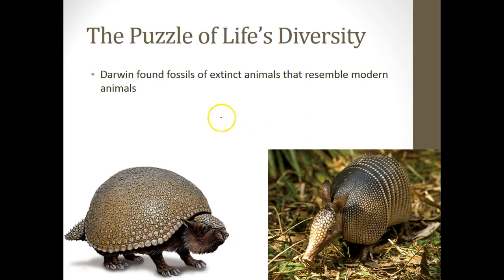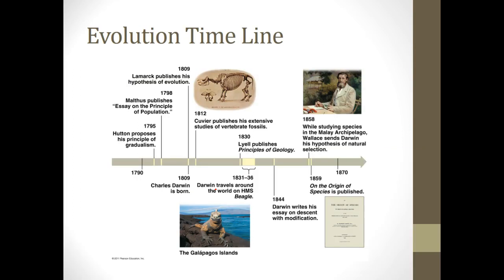So he found species like this one that resemble modern-day animals, and he found a species that resembles a modern-day armadillo. We don't know if or how closely they are related because we don't have DNA evidence of this one, but we do know that based on structural components, they do resemble each other, and there are a lot of species in the fossil record that fit that same bill.